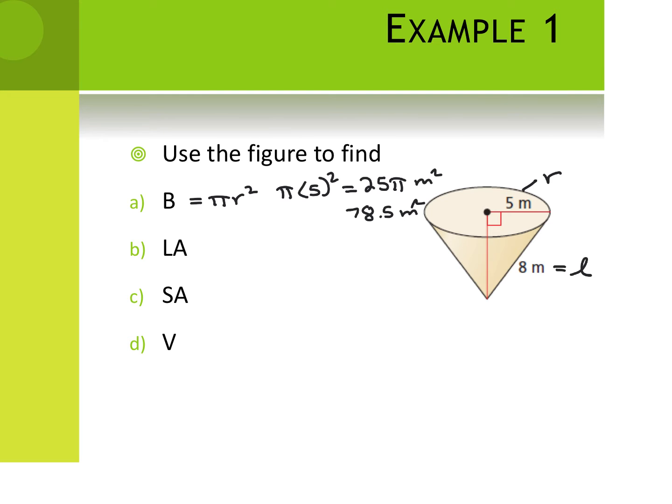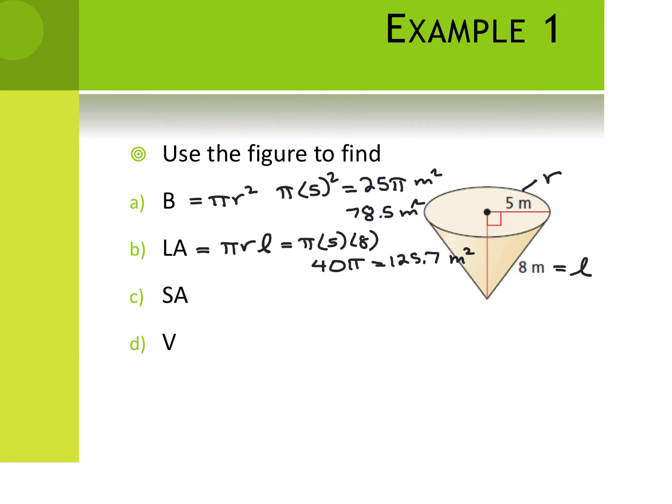For the lateral area, the formula is pi r l, where l represents the slant height. So in terms of pi, 5 times 8, it's going to be 40 pi. But if I multiply it using my pi button, I get 125.7. And again, these are still meters squared.